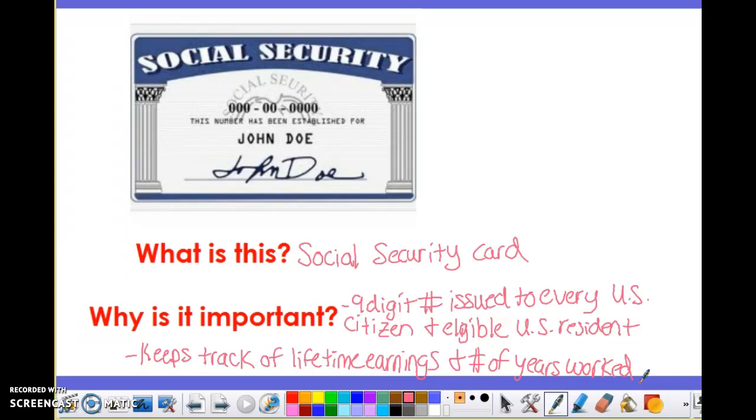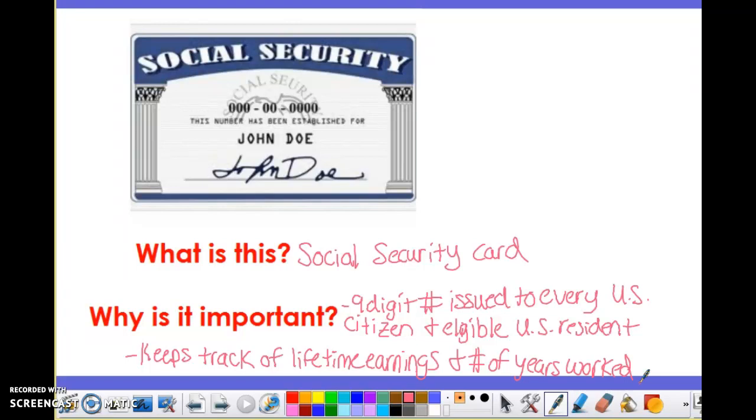Based on how much you make over your lifetime and the number of years that you worked, when you retire, and we'll talk about some of those ages that are considered retirement, you start getting money from Social Security. So Social Security is income for people after they retire. It pays for benefits to disabled workers, and if you die, the benefits are going to be passed on to surviving members in your family.